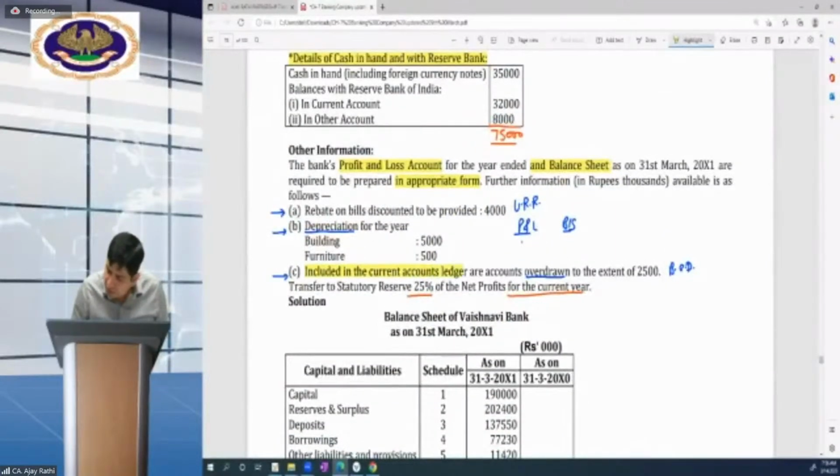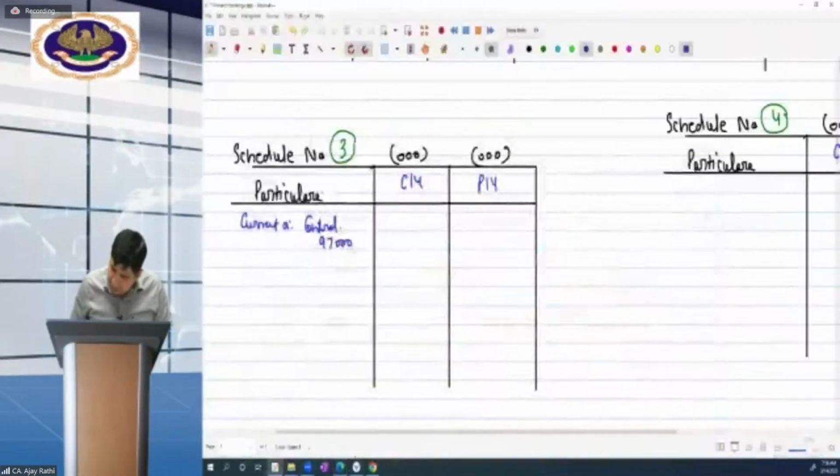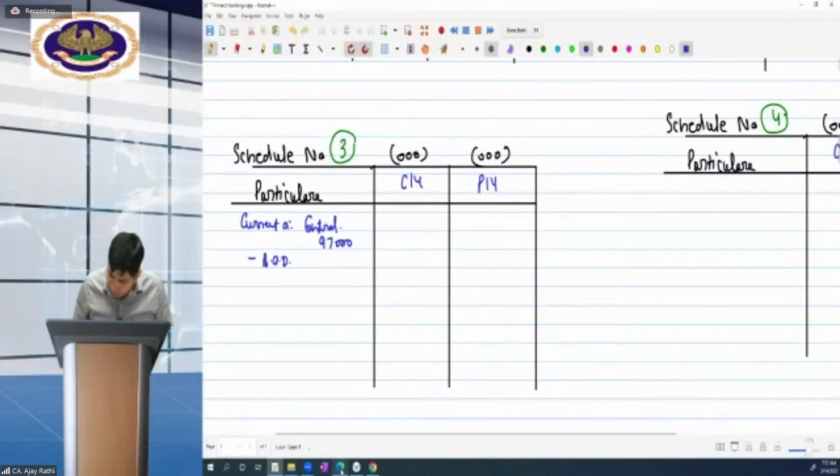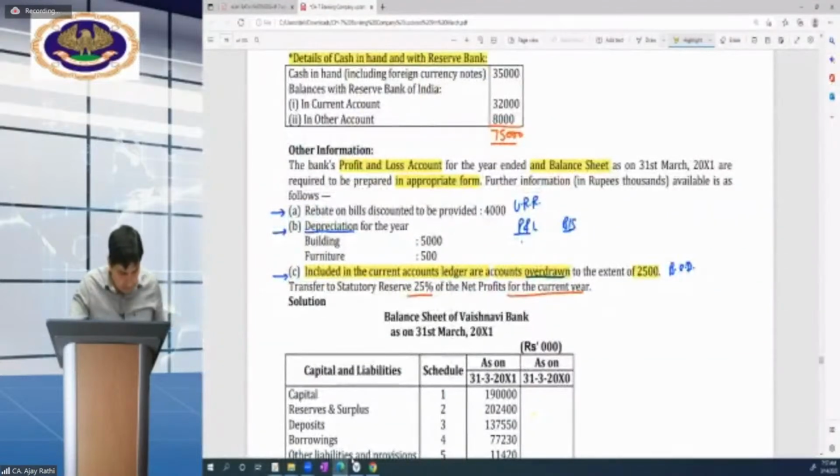Included in the current account ledger are accounts overdrawn to the extent of 2,500. Okay, beta, to the extent of 2,500. It means that belongs to overdraft. Okay, it means we have to shift the figure from here to bank overdraft. Beta, you know bank overdraft is there. Where, sir? Bank overdraft is there.